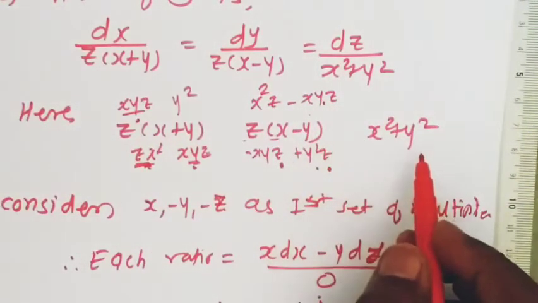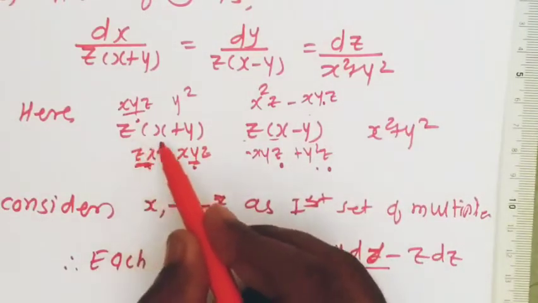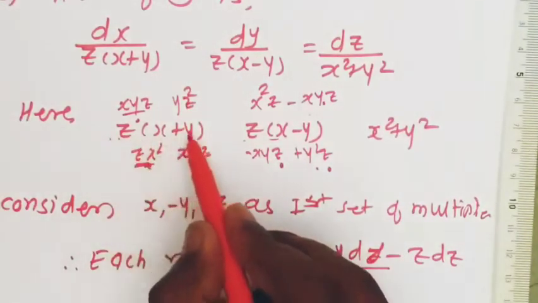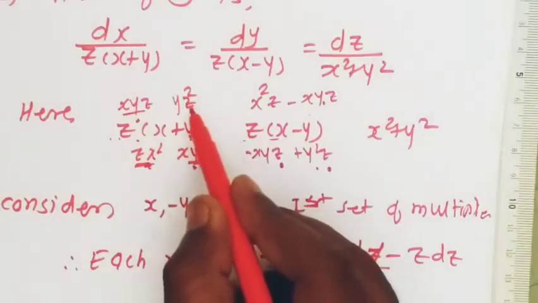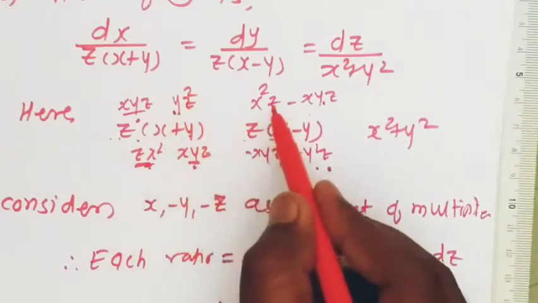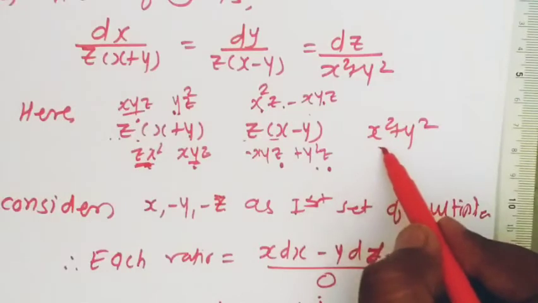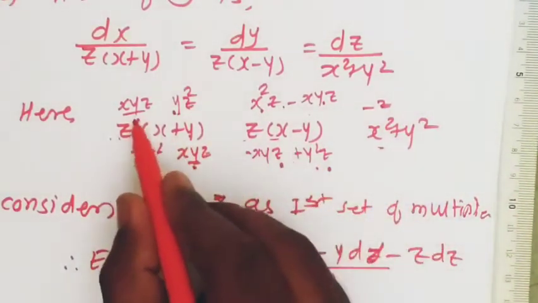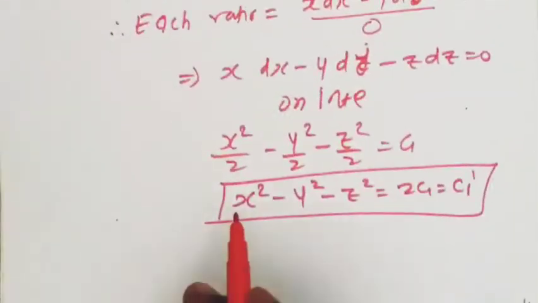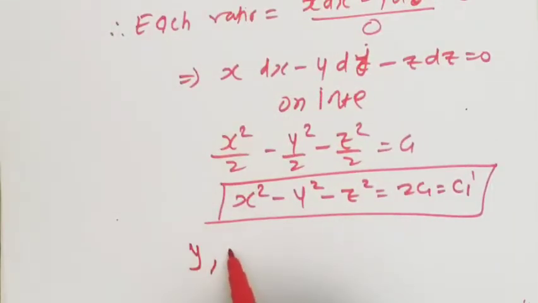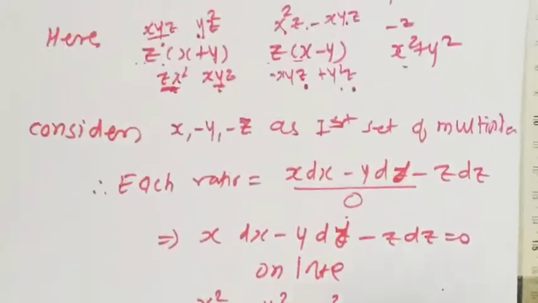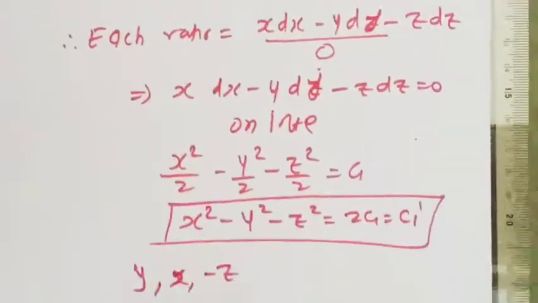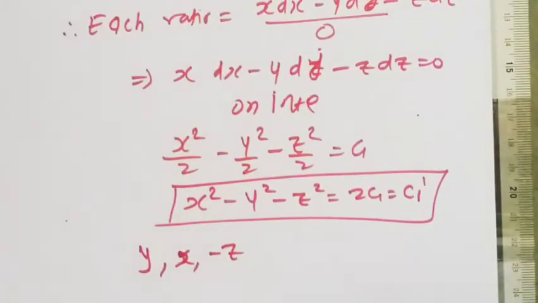Now what remained? This is y square z, because z into y square. So now y square z and x square z we have to cancel. For that we need to multiply by minus z. So what new set of multipliers do we obtain? First we multiplied by y, then we multiplied by x, and then we multiplied by minus z. Here we had x, minus y, minus z, and here we have y, x, minus z. So this is totally independent of the first set.